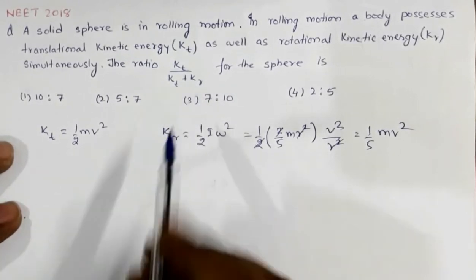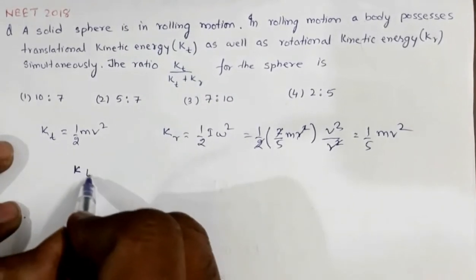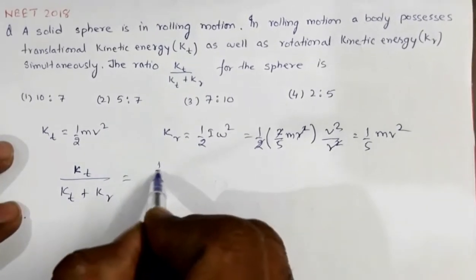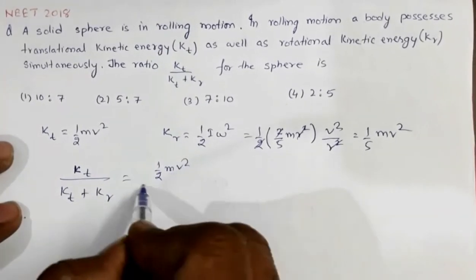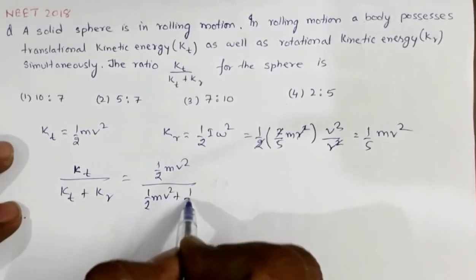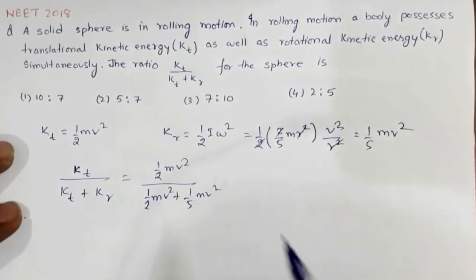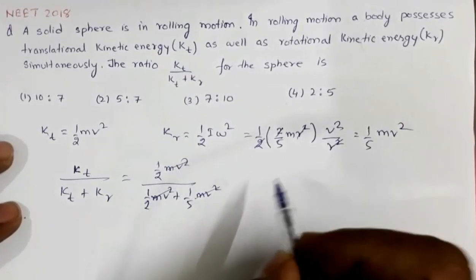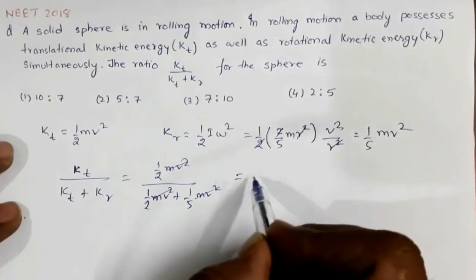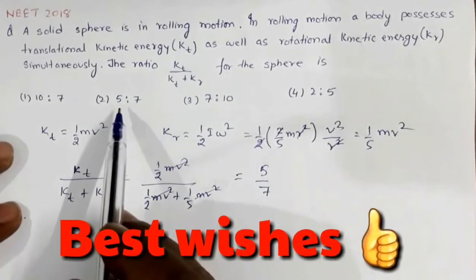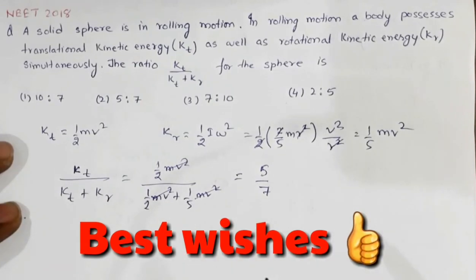So substituting these values, kT by kT plus kr is equal to half m v square divided by half m v square plus 1 by 5 m v square. The m v square terms cancel out, and we are left with 5 by 7. So this is the required ratio. So option 2 is the correct answer.